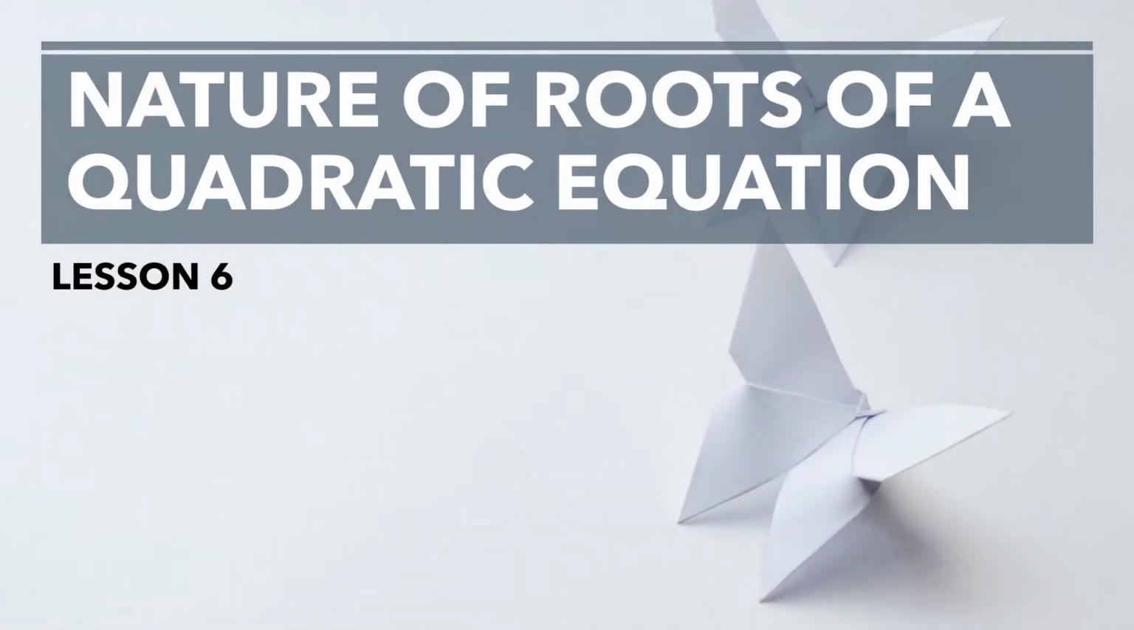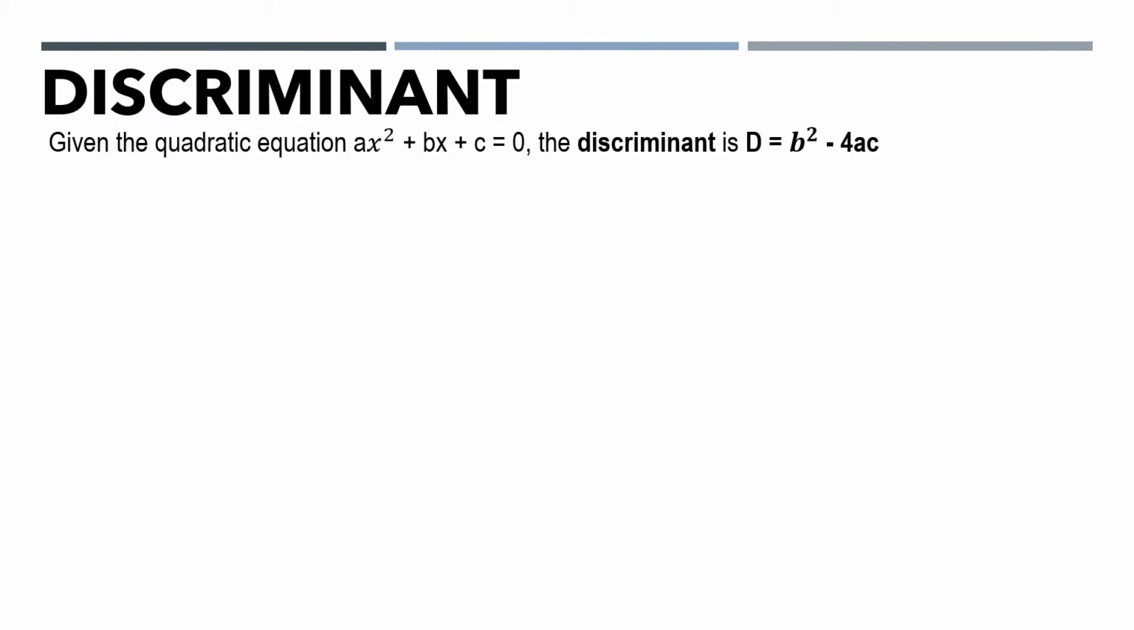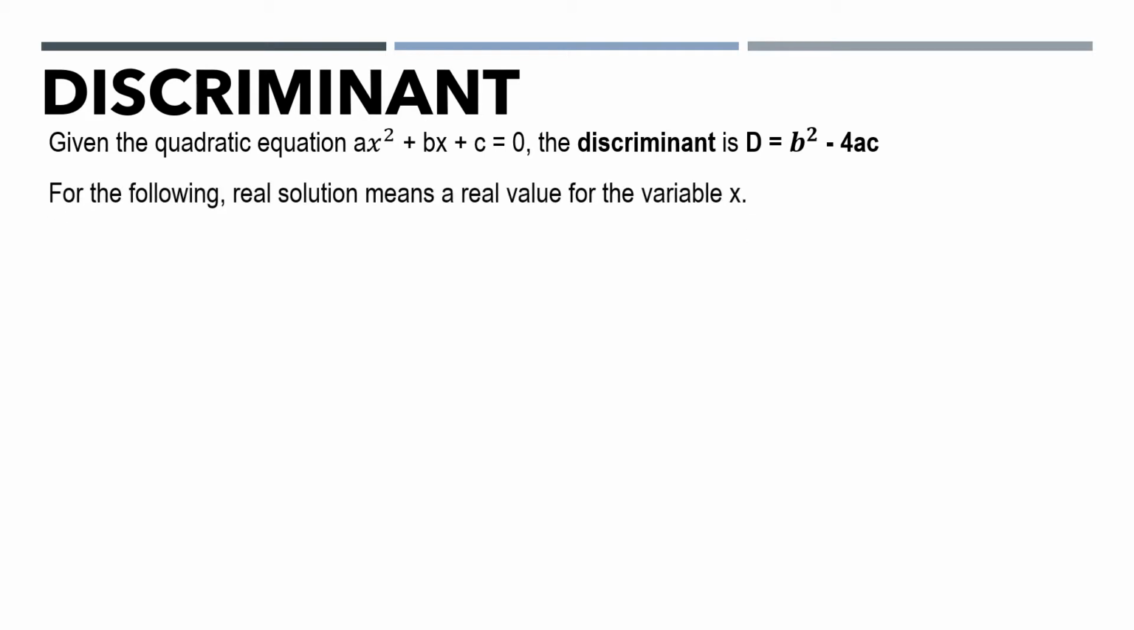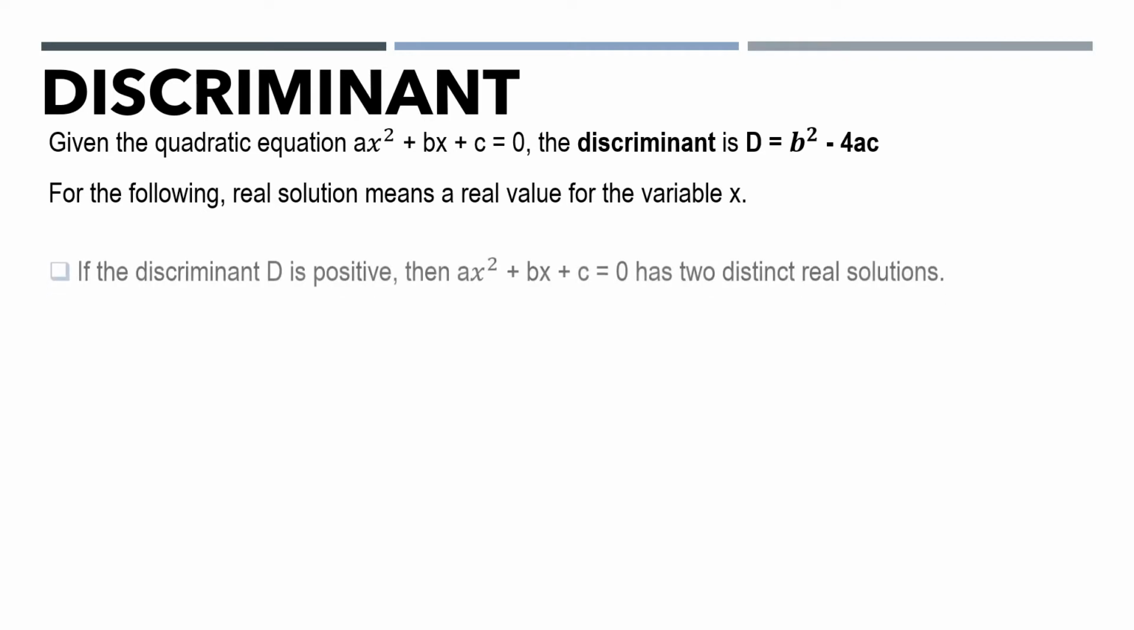Good afternoon, grade 9. So our lesson is about the nature of roots of a quadratic equation. We have the discriminant. Given the quadratic equation ax squared plus bx plus c equals 0, the discriminant D is equal to b squared minus 4ac. Galing ito dun sa quadratic formula yung nasa loob ng square root kung natatandaan nyo. For the following, real solution means a real value for the variable x.